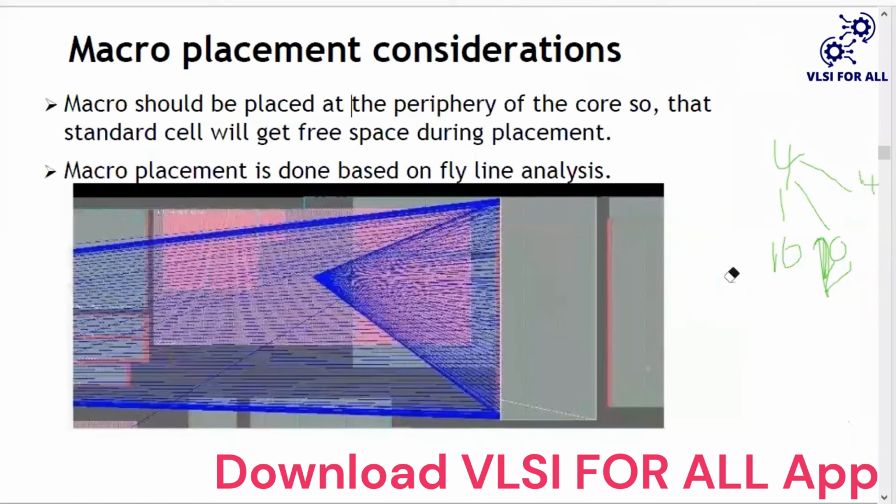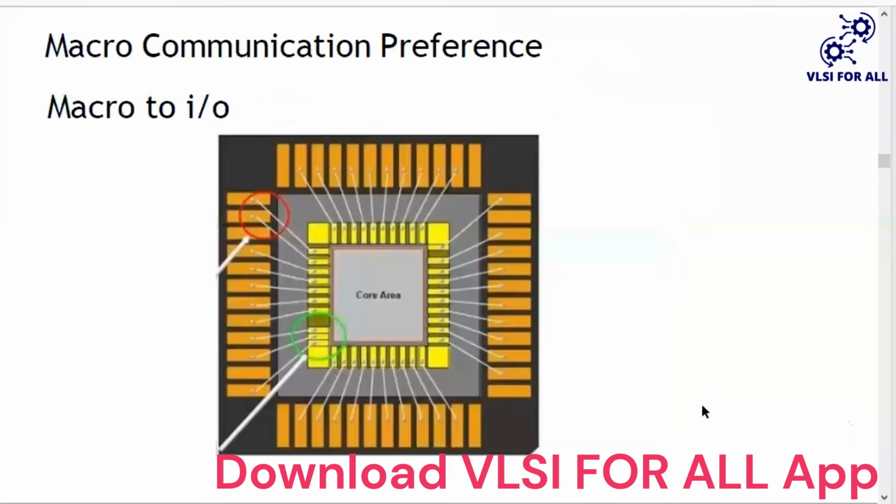Okay, this is the macro placement. Next one is the input and output connections, how the macro communication happens, one macro to one macro. We are defining the periphery of the macro, meaning the core area only. We can place on the core side only, and the group of macros will be placed behind the macros only.